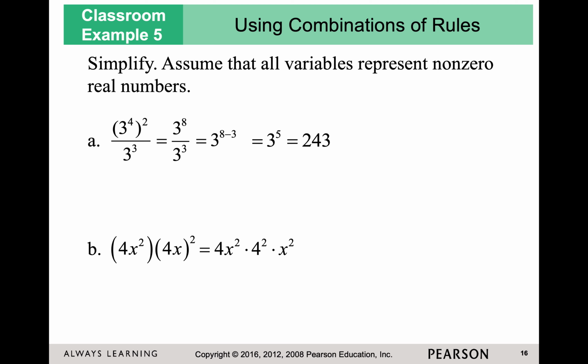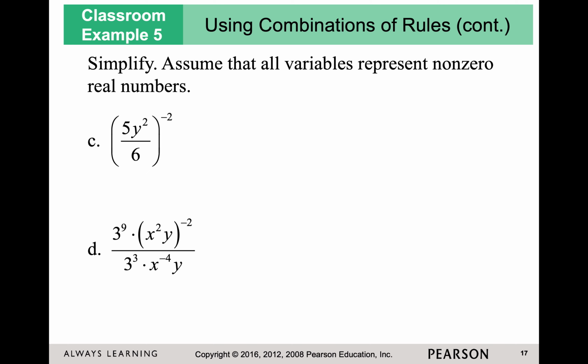In the bottom, I'm going to take that, and I don't have an exponent in the first set of parentheses, so it's going to be 4x squared. But my second set of parentheses does have an exponent I need to distribute. Now that it's been distributed, I have 4 to the 1 times 4 to the 2. 1 plus 2 is 3. X squared times x squared is my product rule, so I'm going to add my exponents. And I'm going to do 2 plus 2, which is going to be 4.